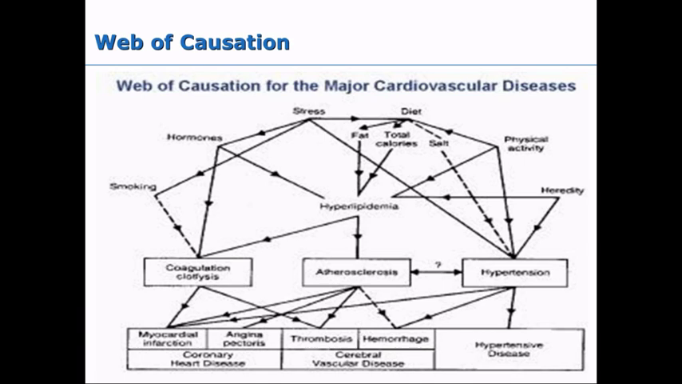Salt then leads to hypertension, but note that hypertension is a factor that is influenced by other factors such as heredity, physical inactivity, and stress. It is also affected by atherosclerosis, which itself is influenced by heredity, hyperlipidemia, hormones, fat, total calories, and diet. So the disease of hypertension can be influenced by all these factors, which then can lead to myocardial infarction. Death in the cardiac tissues can eventually lead to coronary heart disease.